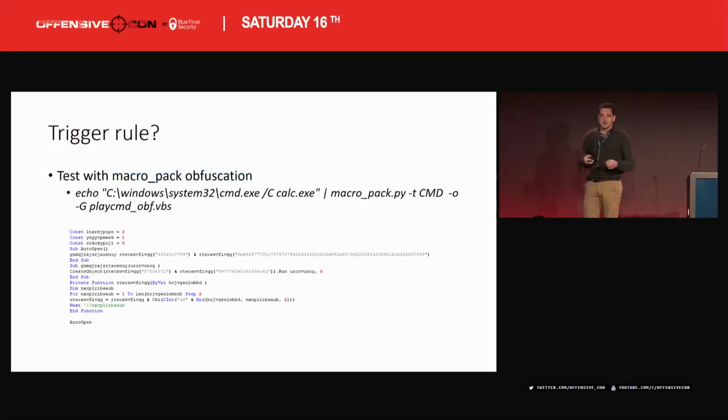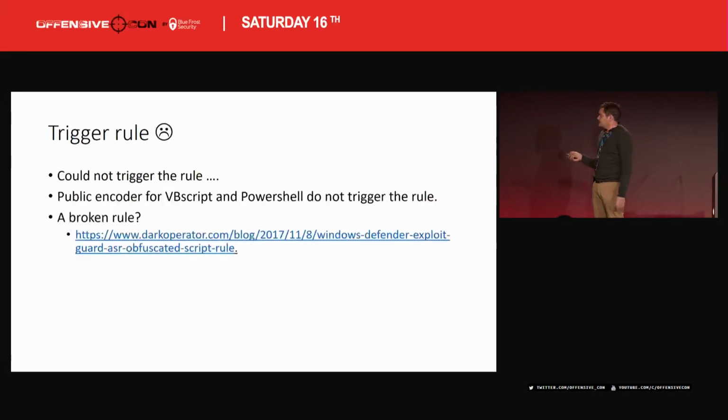First I tried with the MacroPack obfuscation option. And you see that, well, this is obfuscated. It's not the best obfuscation you can do, but you see that it's obfuscated. And you could detect it. I don't know if you measure the entropy of the variable names or the strings or something like that. But no, not detected.